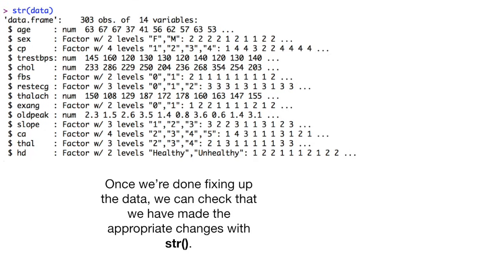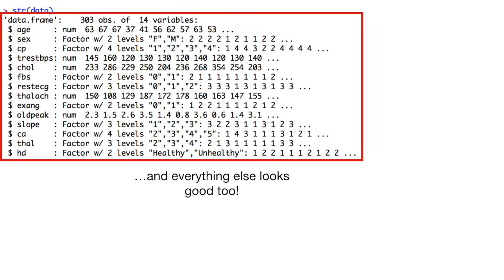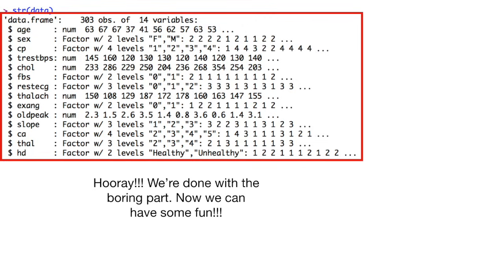Once we're done fixing up the data, we can check that we've made the appropriate changes with the str function. Sex is now a factor with levels F and M. And everything else looks good too. Hooray! We're done with the boring part. Now we can have some fun.